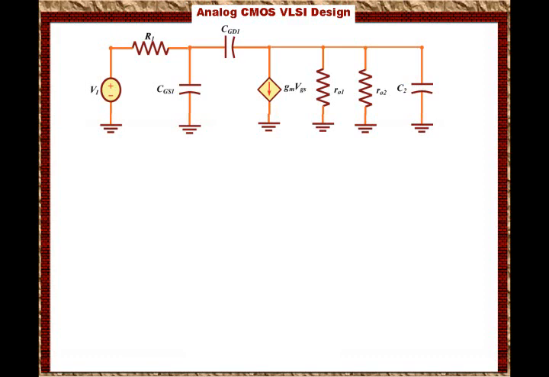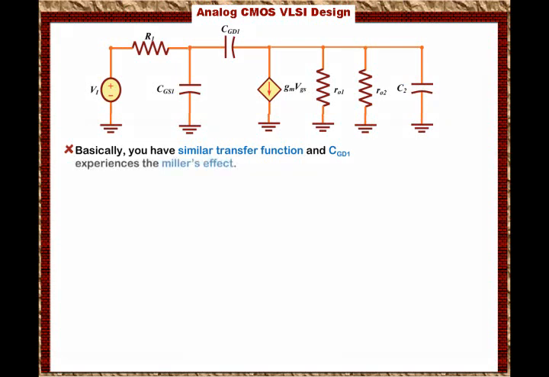They have the same equivalent circuit. Basically, we will have a similar transfer function, and also the CGD1 experiences the Miller's effect. Then we can express the transfer function as follows. A of S, which is the gain as a function of S or as a function of frequency, will equal minus GM times RO in parallel with RD.